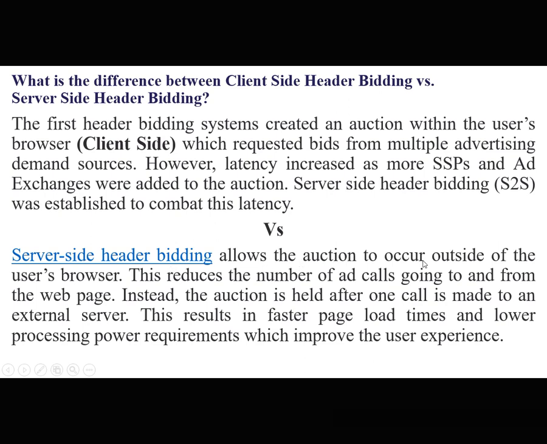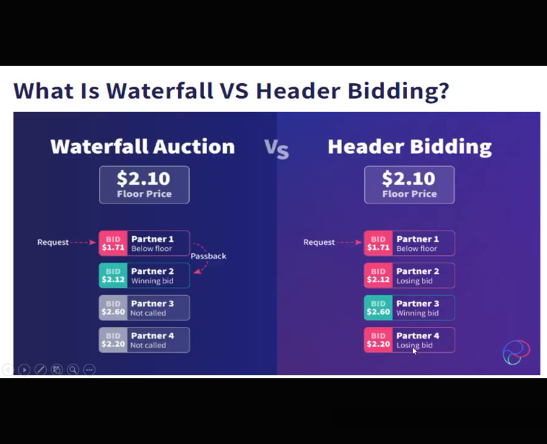Server-side header bidding allows the auction to occur outside of the user's browser. This reduces the number of ad calls going to and from the web page. Instead, the auction is held after one call is made to an external server. This results in faster page load times and lower processing power requirements, which improve the user experience.